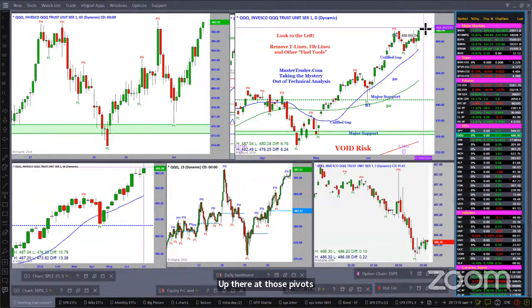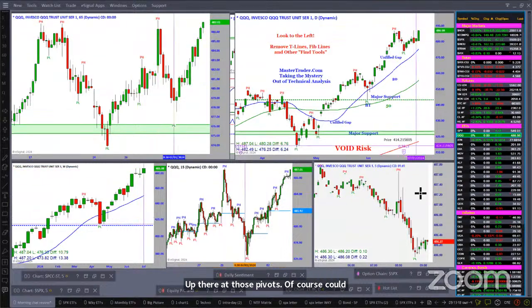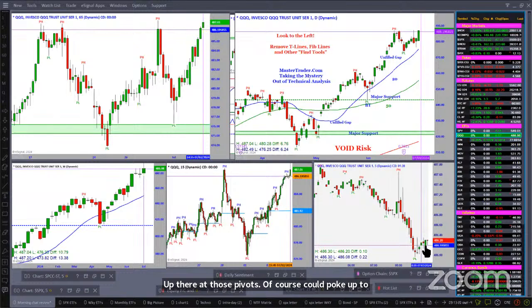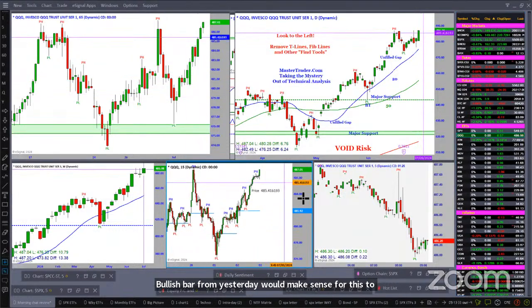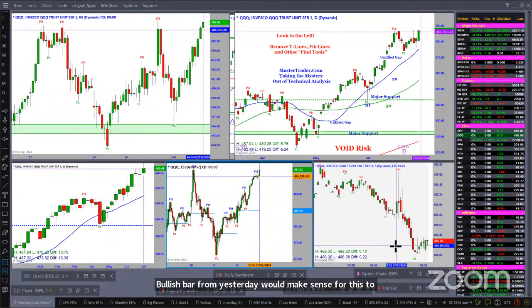Of course, could poke up to make a new all-time high. Being down here a little bit, not a big deal. You can see right at the top of the bullish bar from yesterday. Would make sense for this to consolidate the gain on a short-term basis. Where is this in relation to that bar?